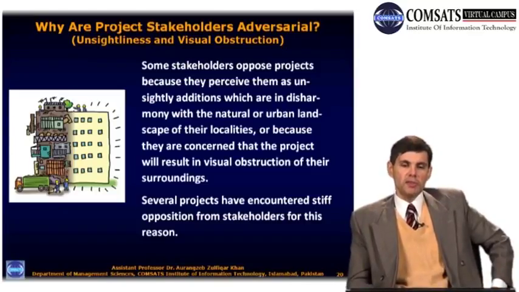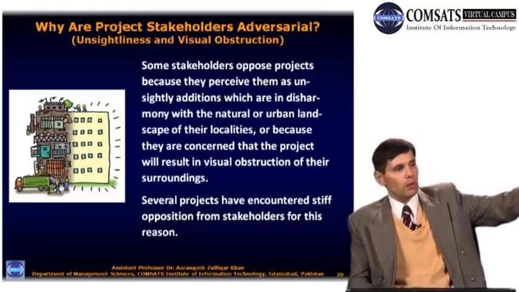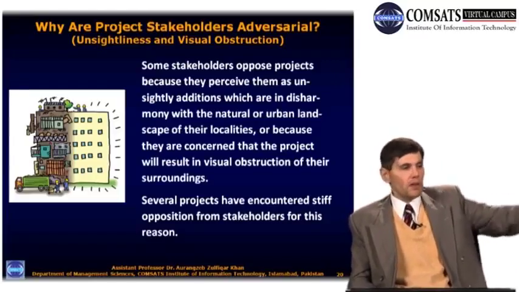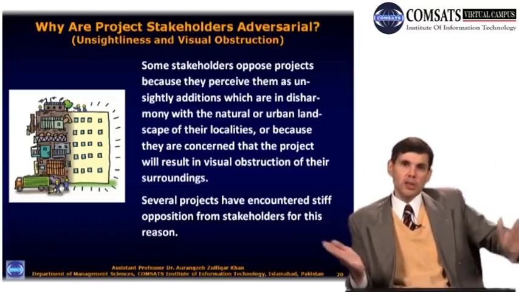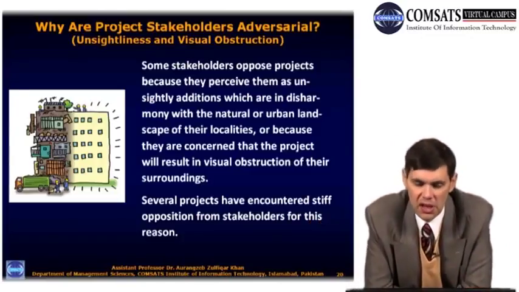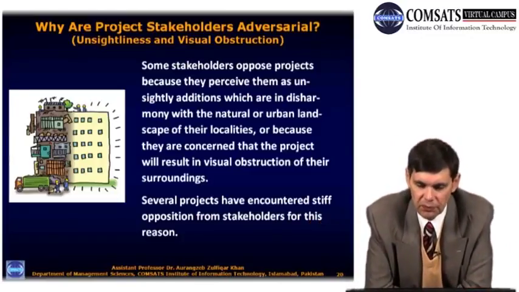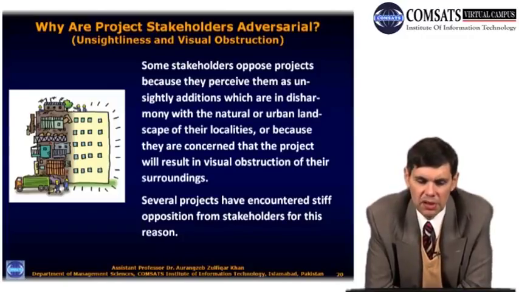You can imagine, for example, you have a nice locality with a very nice view of the hills or the ocean, and then right in front of you someone wants to put up an apartment building so that all your view is lost. You can't see through the apartment building, of course. And this could be one reason why stakeholders are against your project.